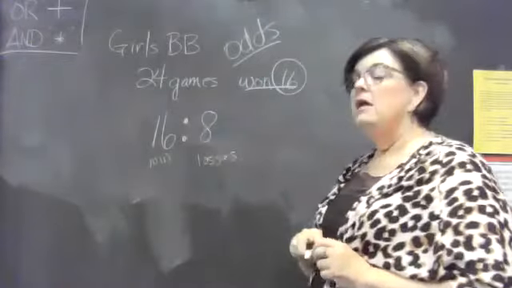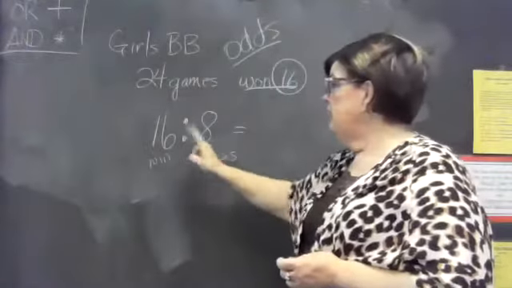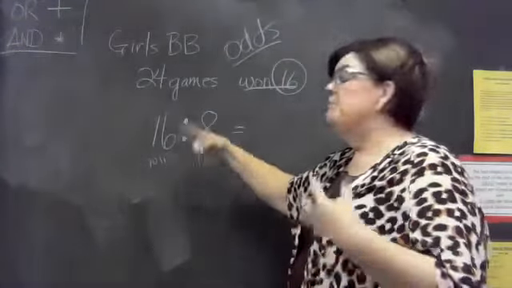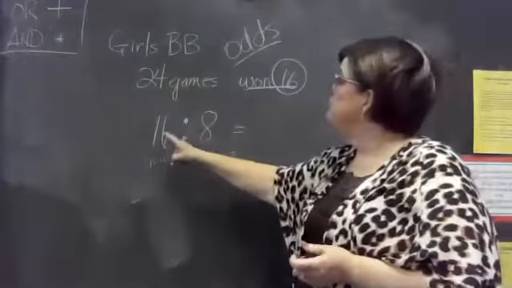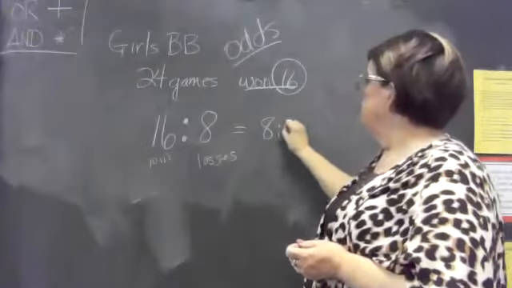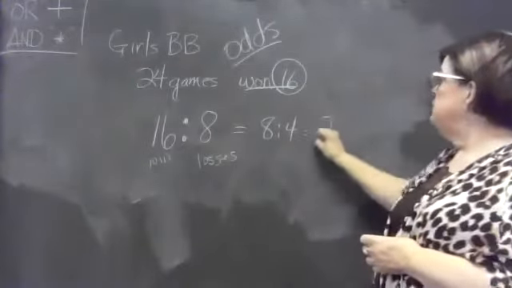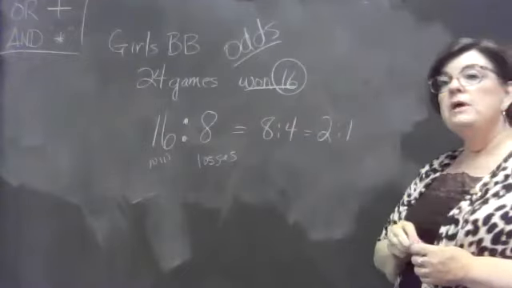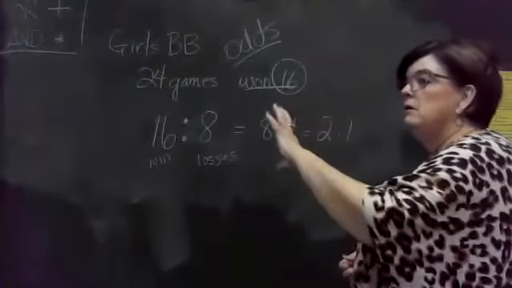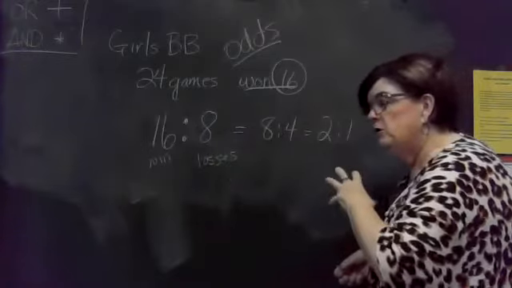16 to 8. And again, you can simplify this. It's like a fraction, so divide both of them by whatever. If you don't know a big number, then divide both of them by 2, and you'll get 8 to 4. And you can see both of those will divide by 4, and so you get 2 to 1. Okay? These are odds, and they'll tell you what they want you to put first, and what they want you to put second.